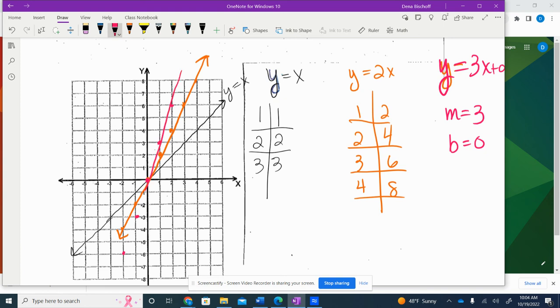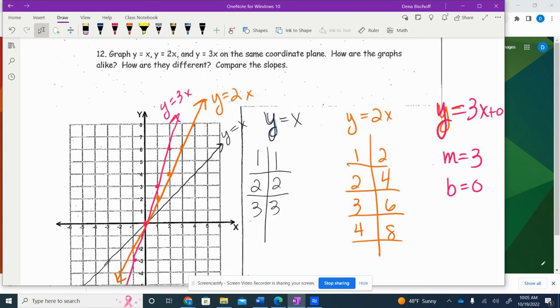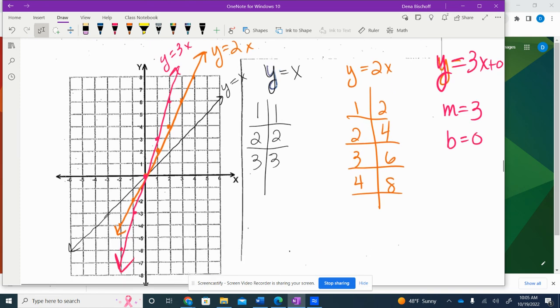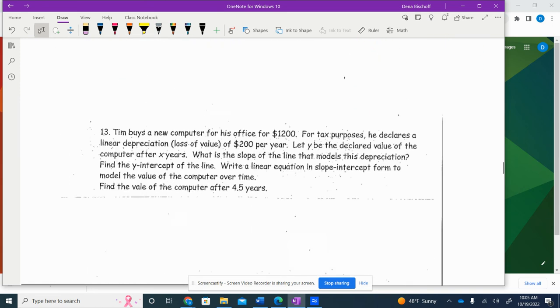So your lines, this is y equals 3x. I didn't label y equals 2x. So the question just says to you, how are they different? What do you know? Well, the slopes are getting bigger, right? You guys know about slope.